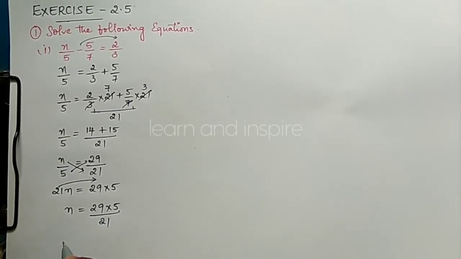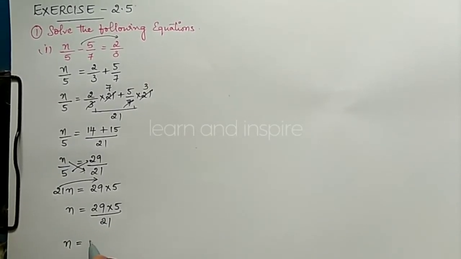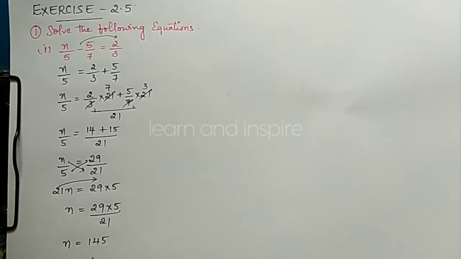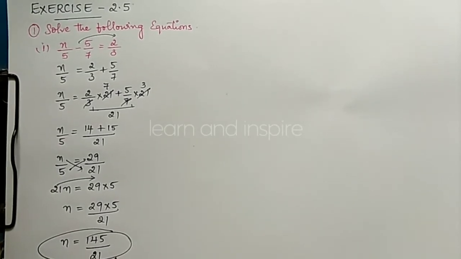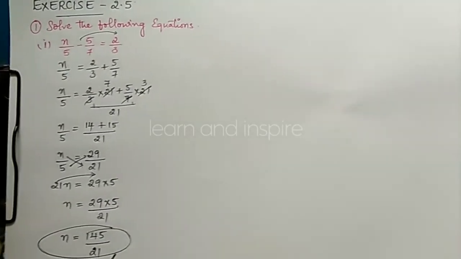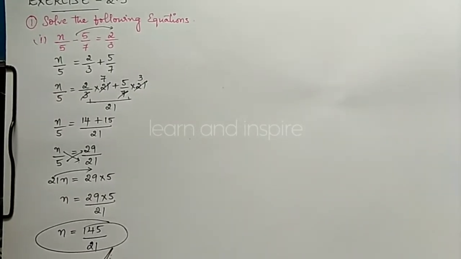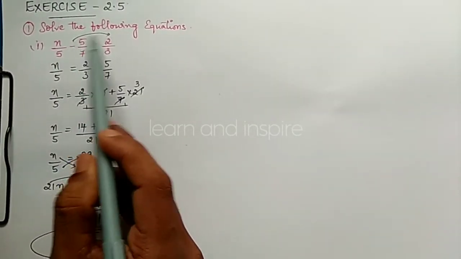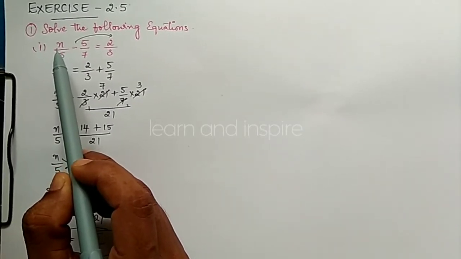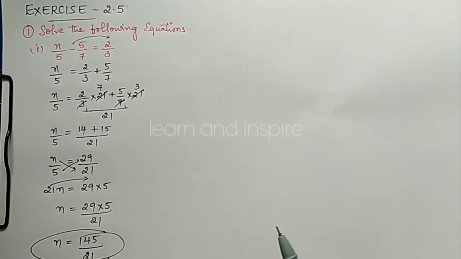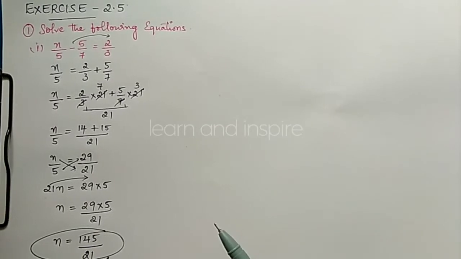So multiply 29 into 5. 29 into 5 is 145, divided by 21. So this is the value of n. n is equal to 145 by 21. So we just have to transpose the constants and find the value of the given variable. This is the first question. Move on to the second question.